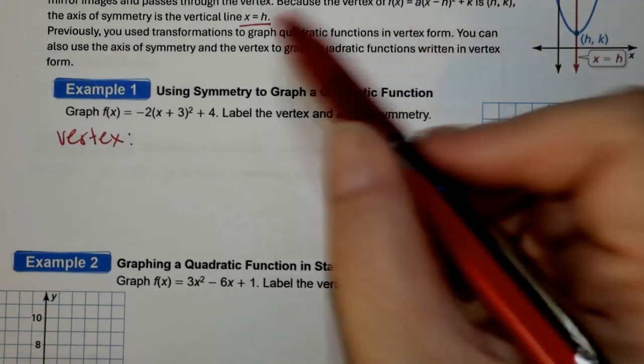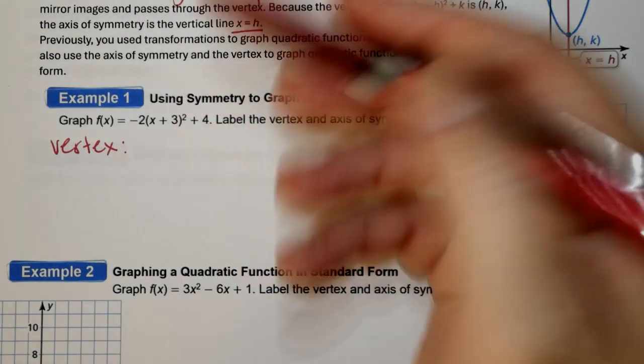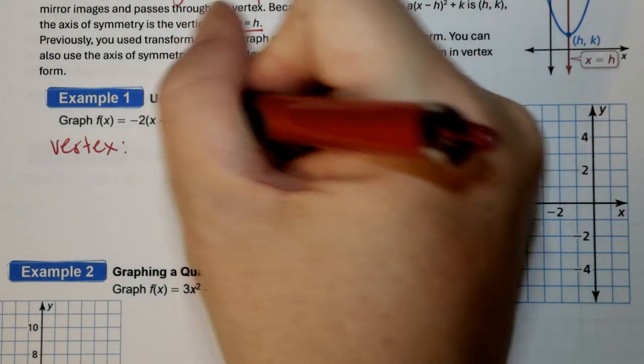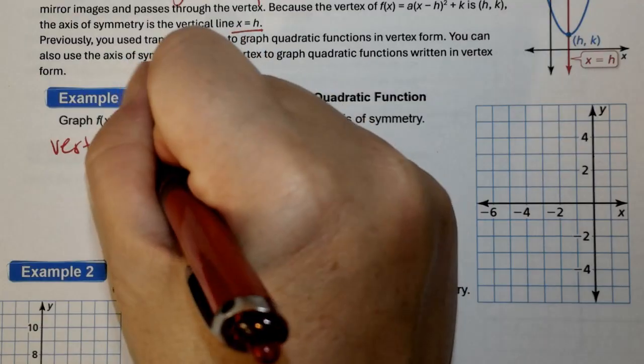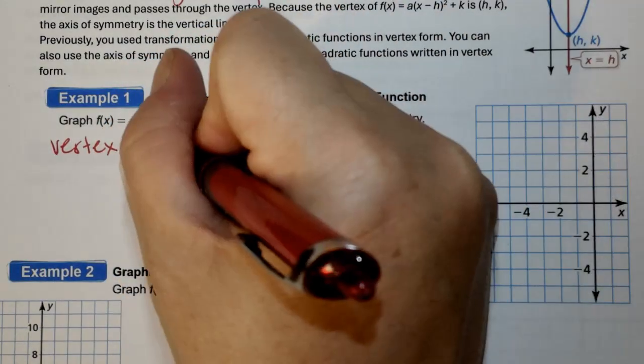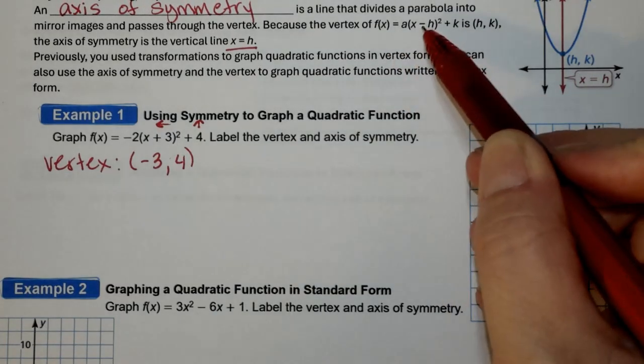Remember, up here it's (h, k). Also think about if we were going to graph this, we would go to the left and we would go up. That would take you to your vertex. So that's one way of thinking about it too. So our vertex is (-3, 4). Remember, this is always the opposite because this is negative.